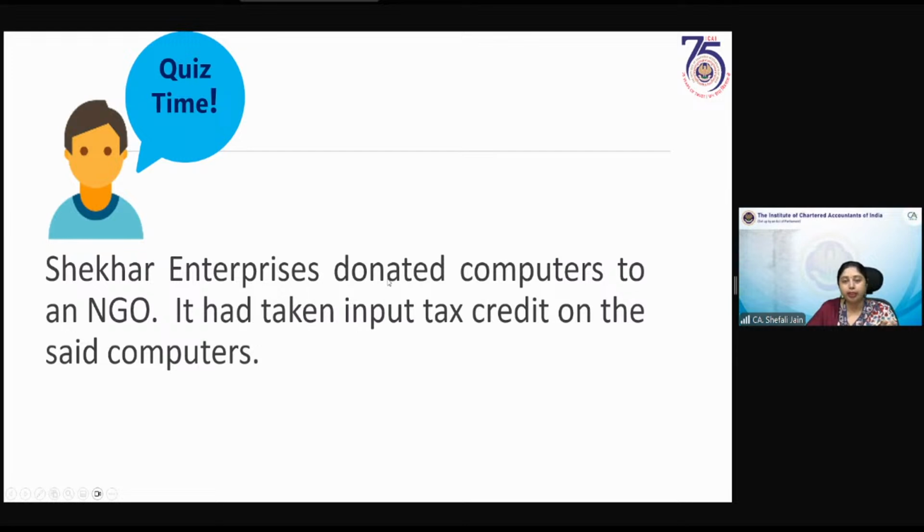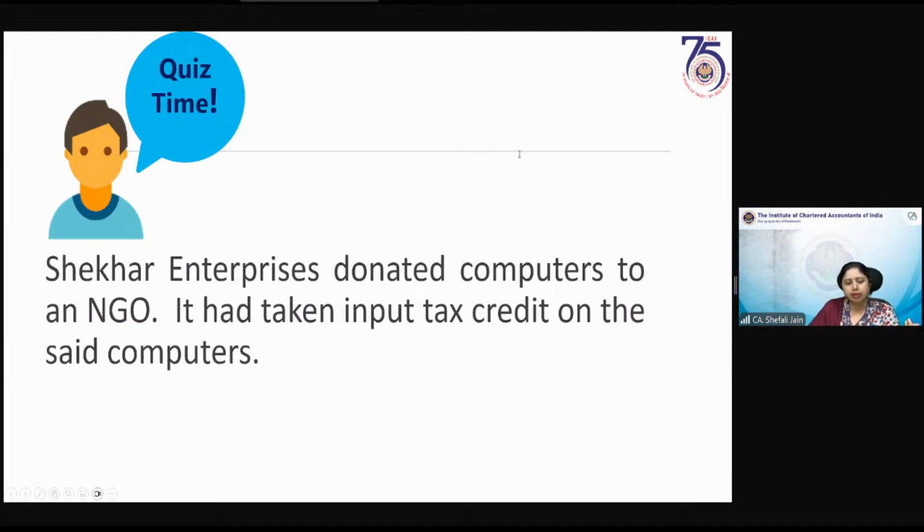So if we are donating computers, we cannot say quid pro quo is there. Some students have mentioned that it has been given to the NGO and we are getting something in return, so consideration is there. That should have been mentioned in the question specifically, that in return we are getting something. Then in that case, that can be considered as consideration in kind.